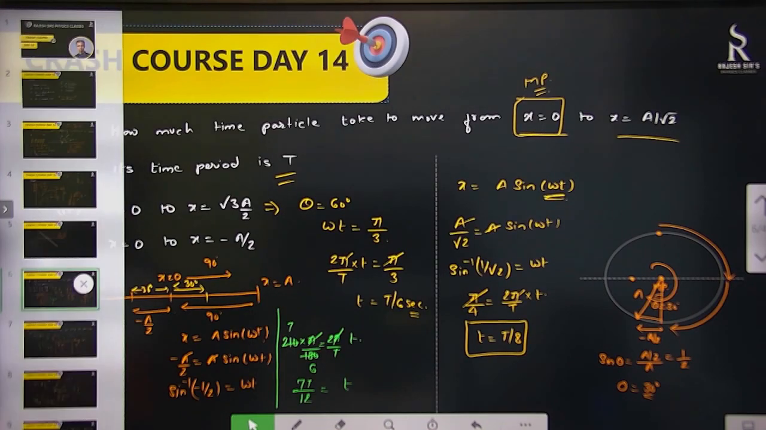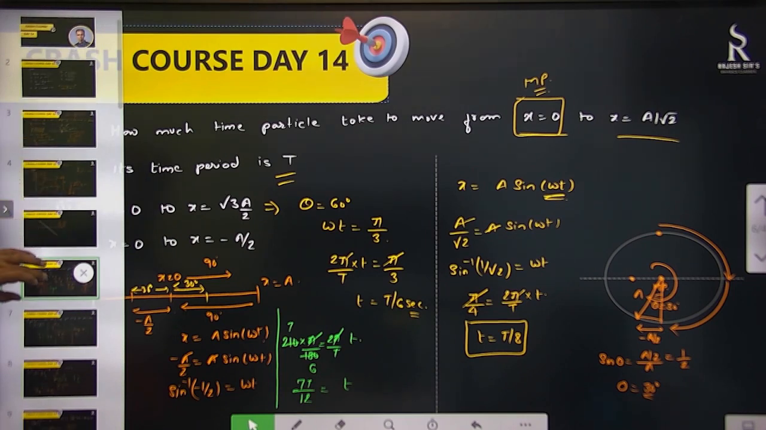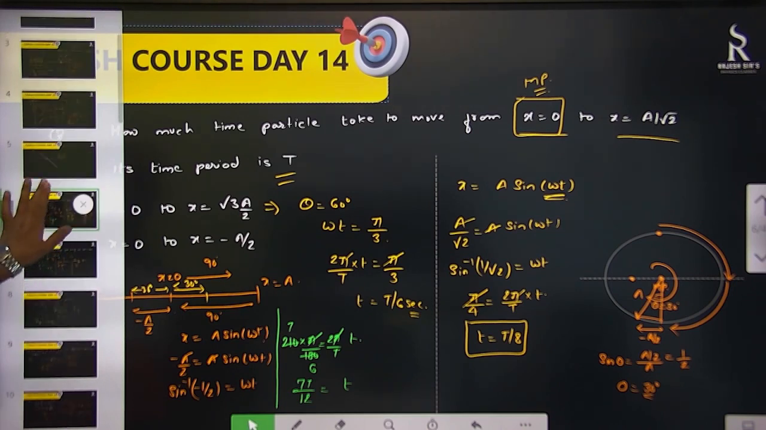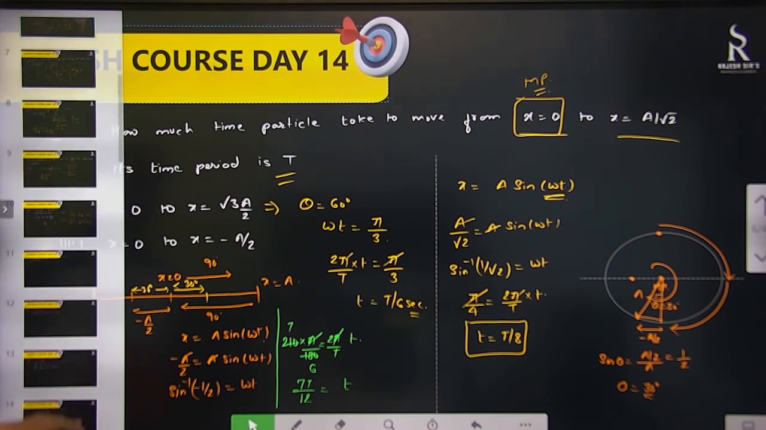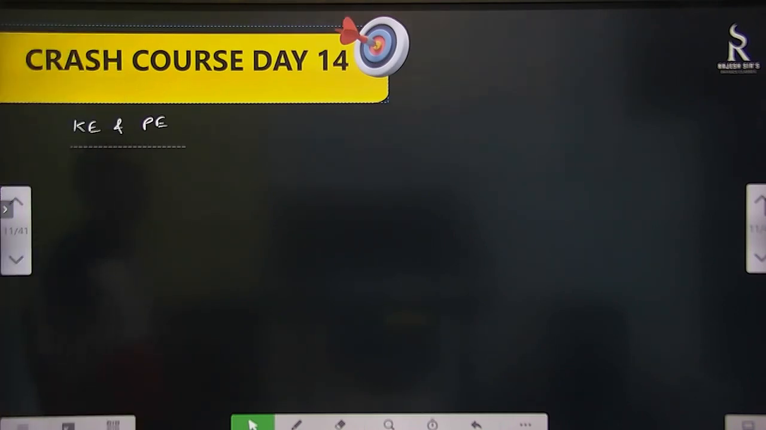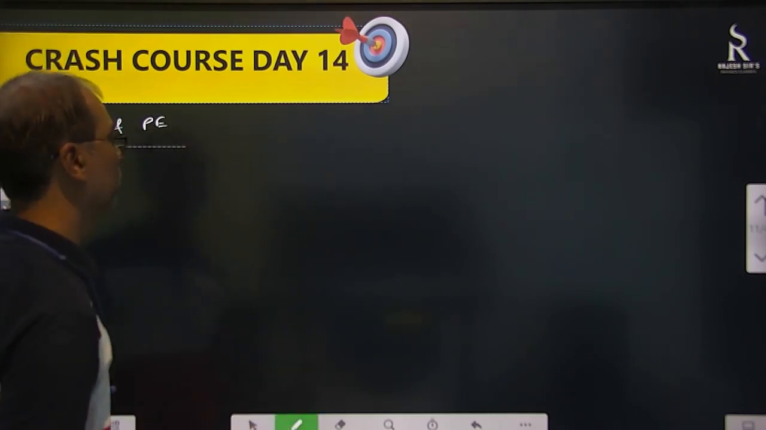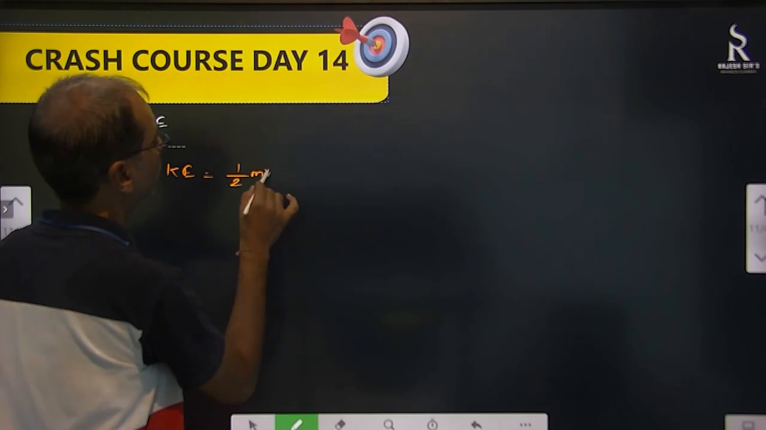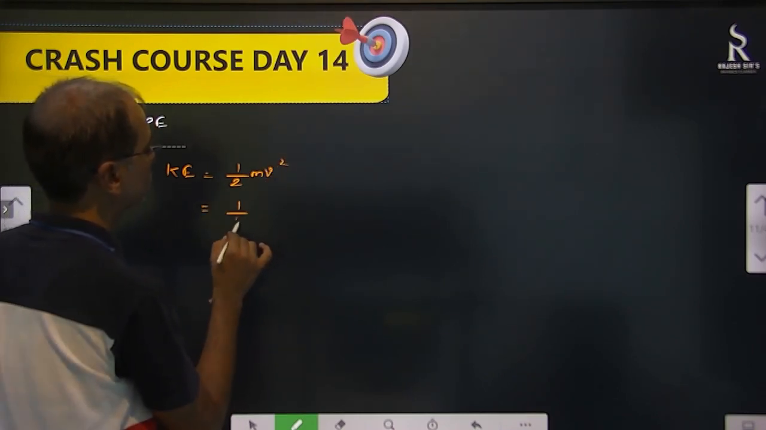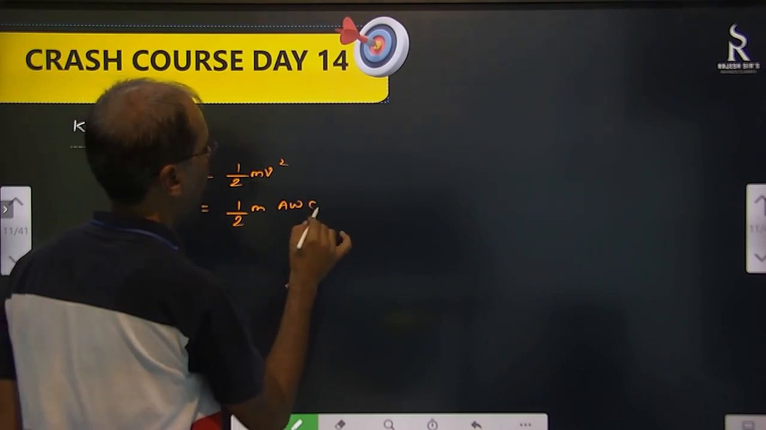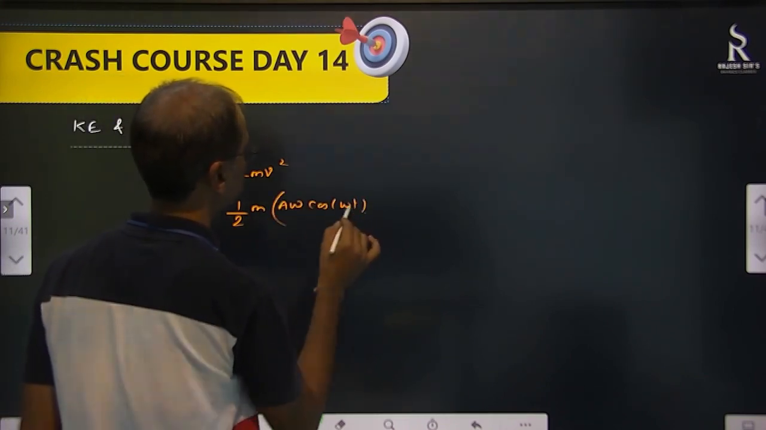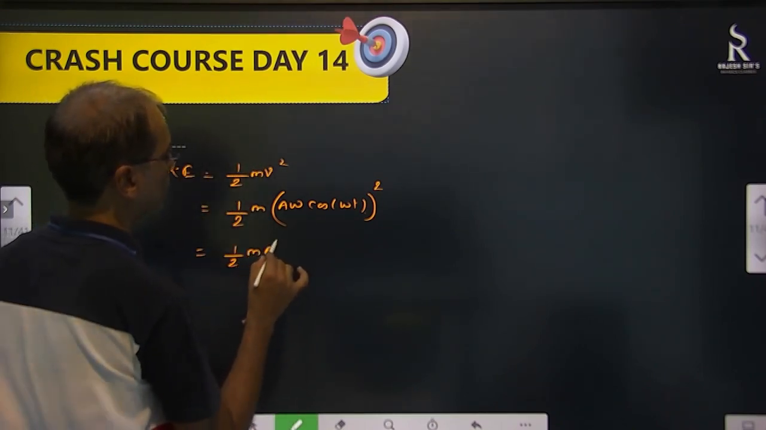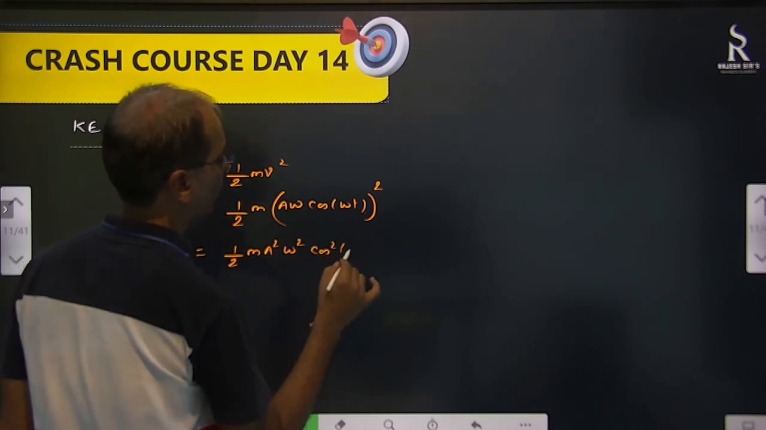Then where will we go? We'll go to kinetic and potential energy. So kinetic energy. Now the kinetic energy's form is always the same. It's always written as half mv square. And what is the velocity of a particle doing SHM? A omega cos omega t. Simple. Square of this. So half m a square omega square cos square omega t.